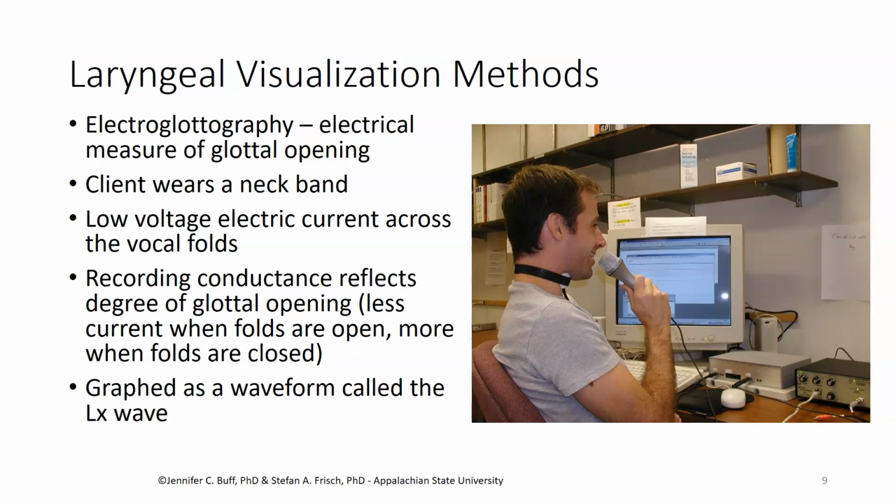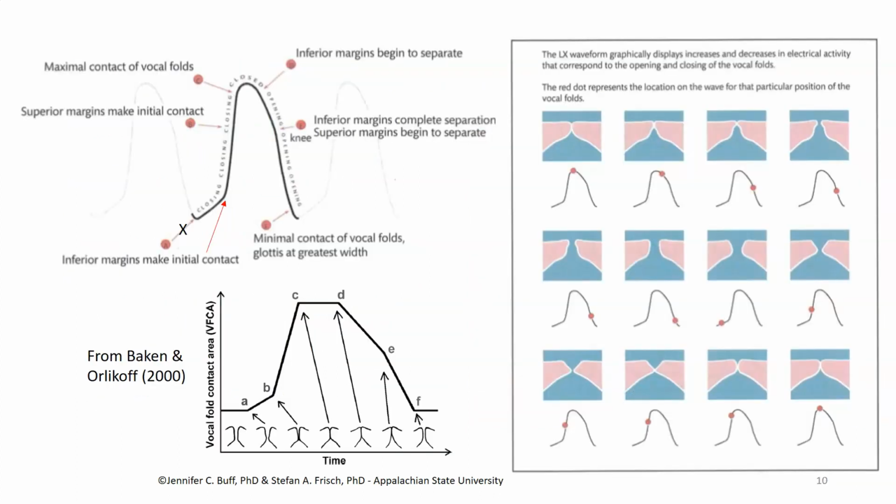We can then graph this conductance as a waveform, and that's referred to as the laryngeal wave, and it has a characteristic look. Here are a couple of different examples of laryngeal waveforms. In the upper left, we have a smoothed out version of a waveform that you would get from recording an actual production. This is in the textbook. It has one small error in it, though, in the point at which the inferior margins of the vocal fold make contact with each other as part of the closing phase.